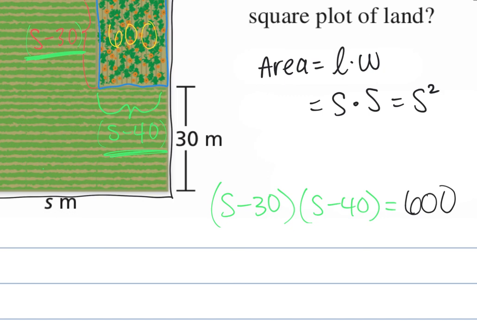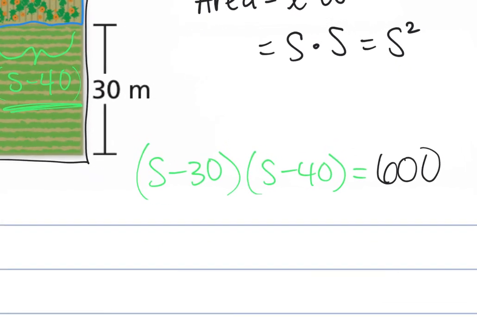Right? Because it told us the area of the pumpkin patch was what? 600. And the area is this side times this side. You guys with me? I know this is a challenging one, but just follow along, okay? So, what would we do from here? Foil it. So foil. What's s times s? So s times s is s to the second.